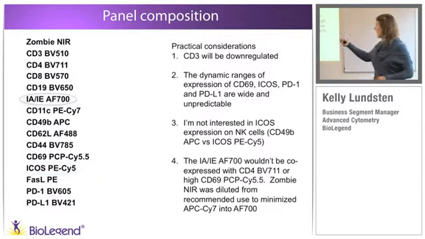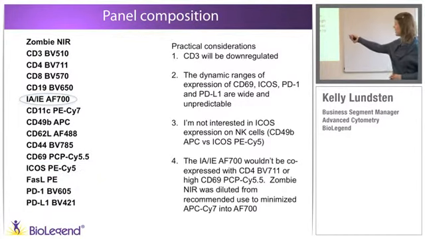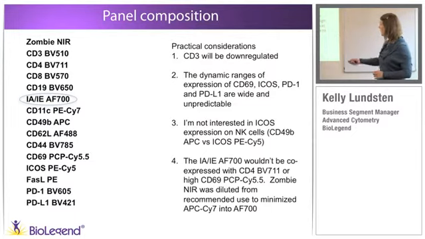And then finally, my MHC class 2 on ELISA 700, I needed to make sure that that wasn't going to be co-expressed with BV711 or a high expression of the CD69, which it wasn't at all. And ELISA 700 on MHC class 2 was absolutely beautiful. I was extremely surprised that such a dim fluorophore matched so well to this antigen.